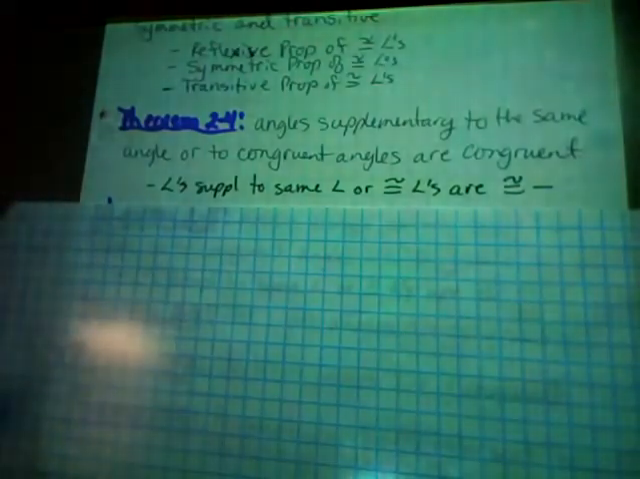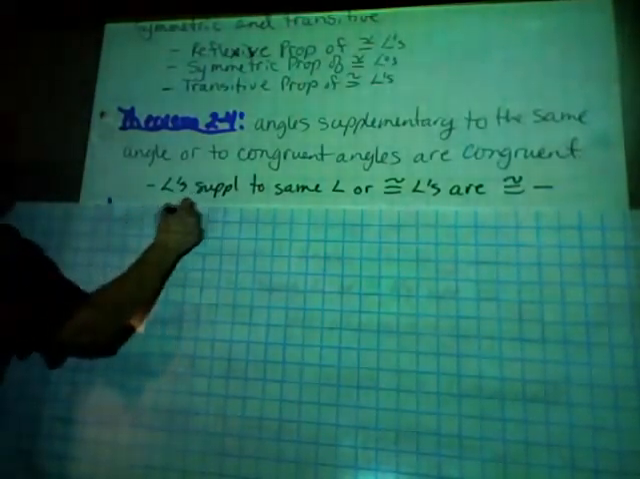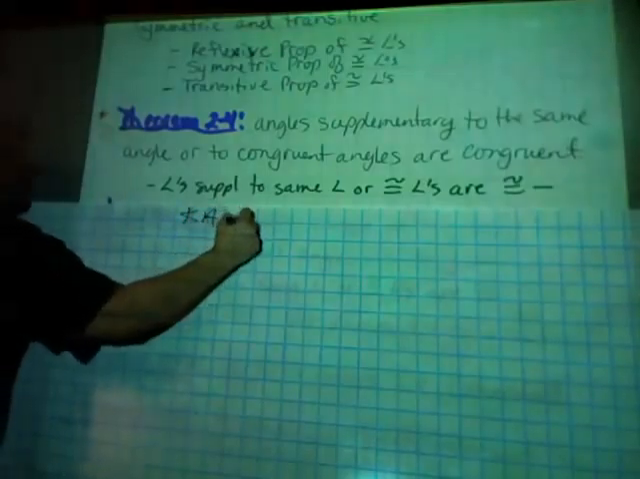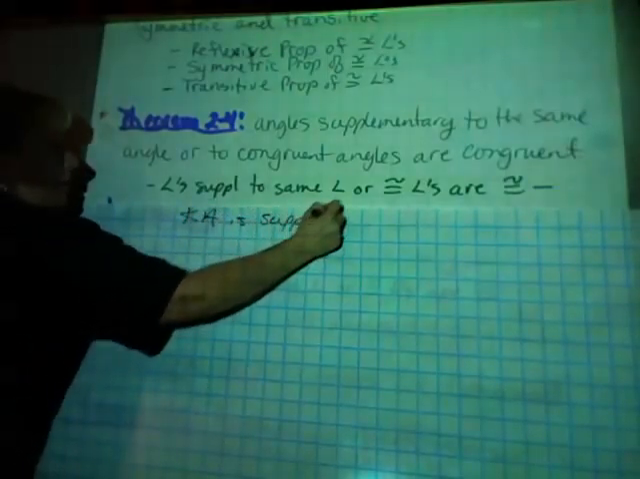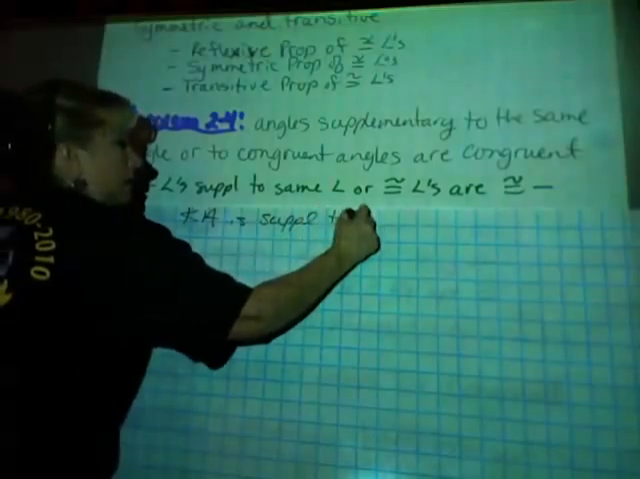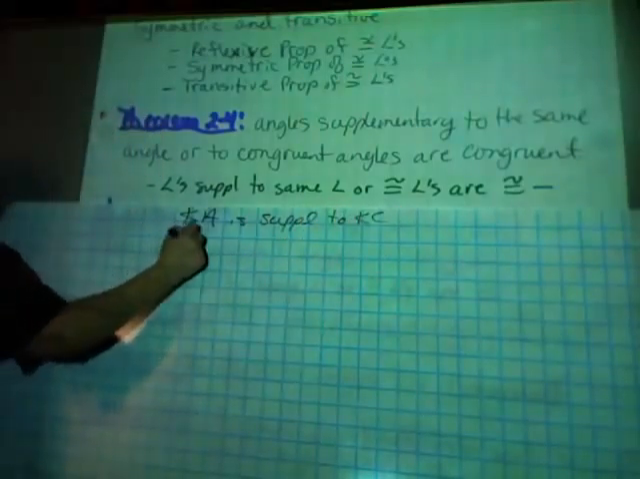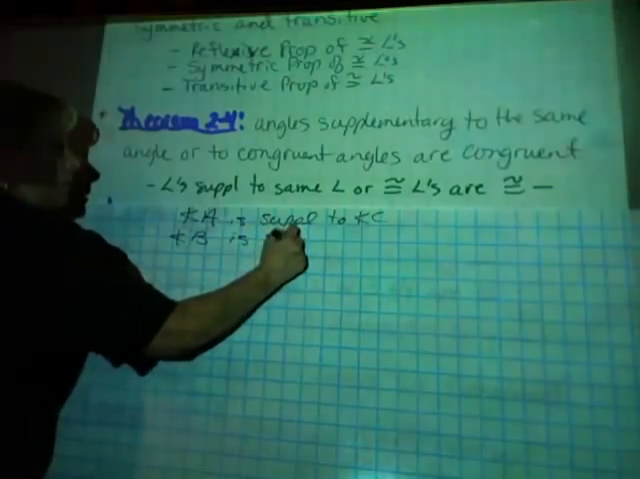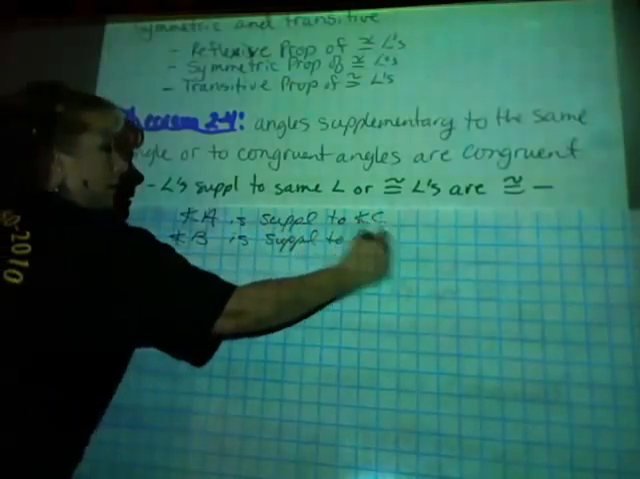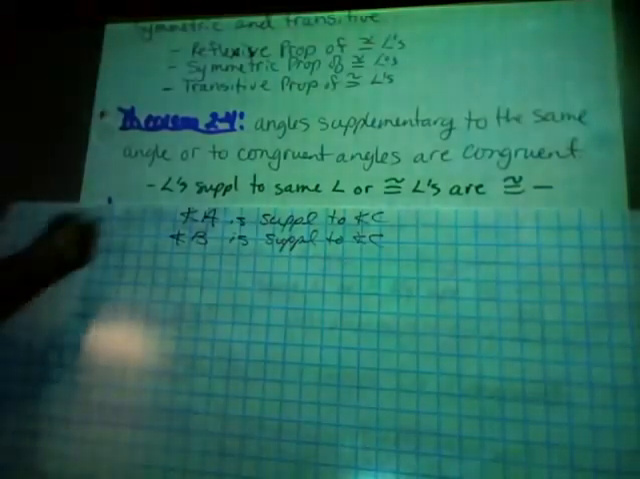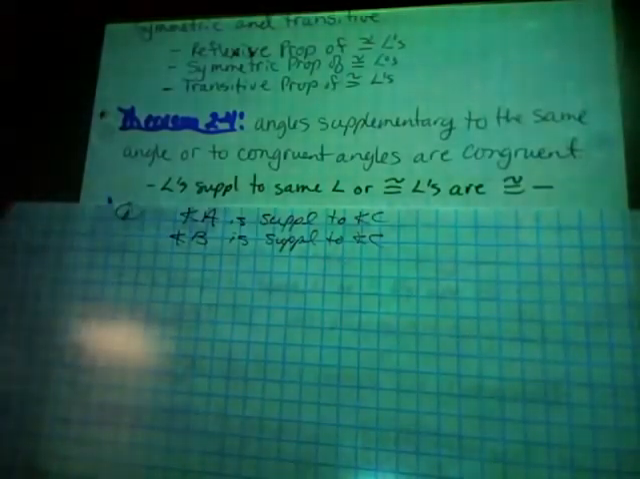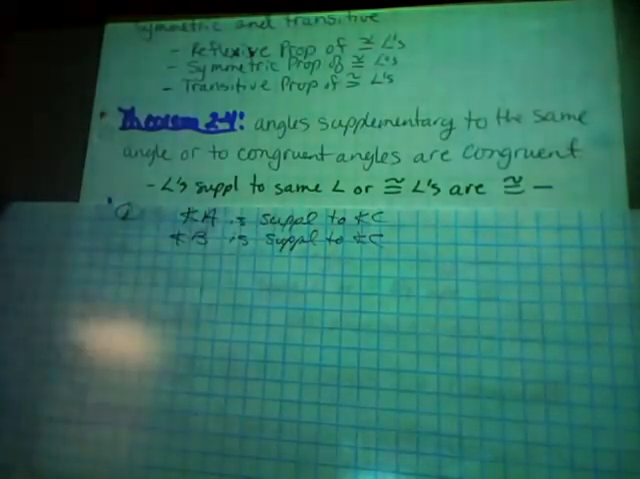All right, so here's an example of how this question might be asked, and if I were you, I'd write it down. So it might look something like this. Angle A is supplementary to angle C. Angle B is supplementary to angle C. That's what you're going to be given. That's statement 1. And isn't that basically saying angles supplementary to the same angle? Aren't these two angles supplementary to the same angle C?